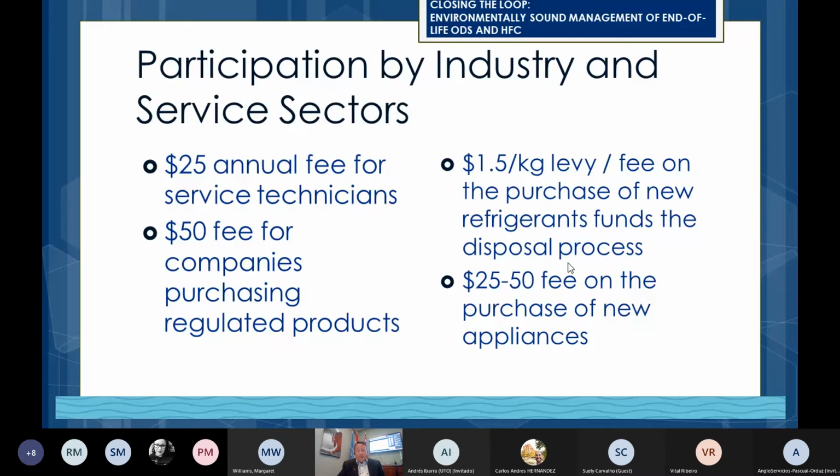And in our province and other parts of Canada, we have a stewardship fee of between $25 and $50 on the purchase of new appliances. What I mean by that is fridges, freezers, water coolers, dehumidifiers, and even window air conditioning units. And that fee that is collected at the point of purchase will help support the product stewardship, extended producer responsibility of not only the refrigerant, but in fact even broader. So if you go to the next slide, please.